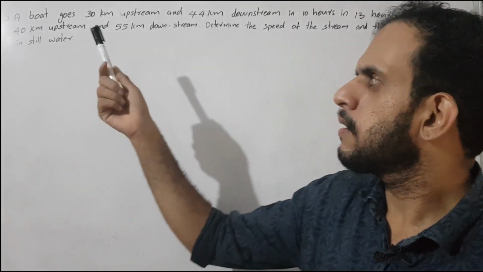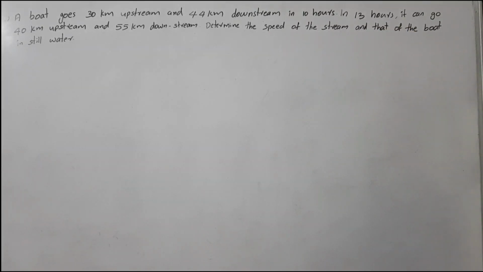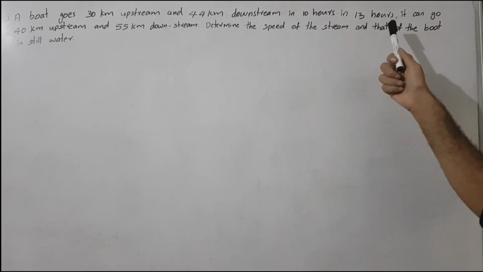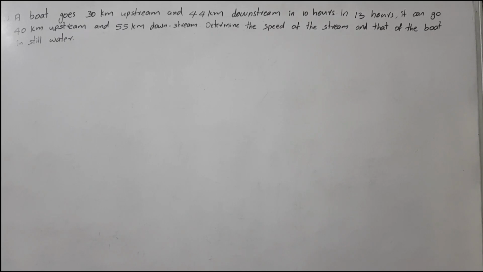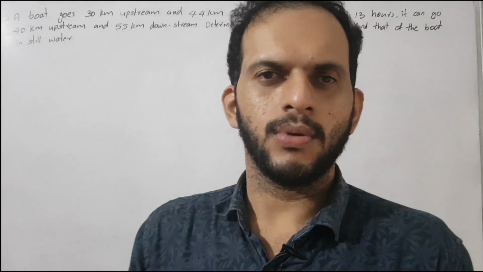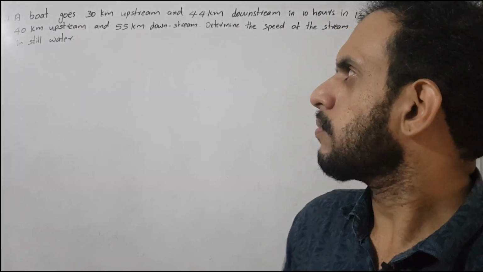The question is like this. A boat goes 30 km upstream and 44 km downstream in 10 hours. In 13 hours it can go 40 km upstream and 55 km downstream. Determine the speed of the stream and that of the boat in still water. Correct? This type of question is also important. Then what is the question?